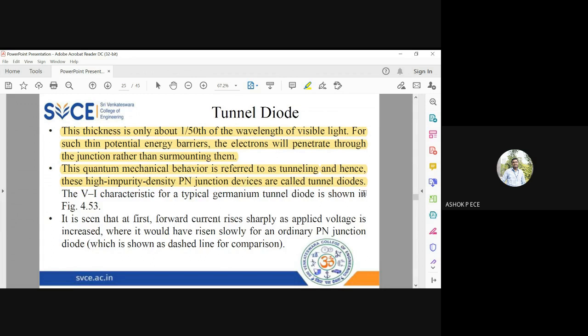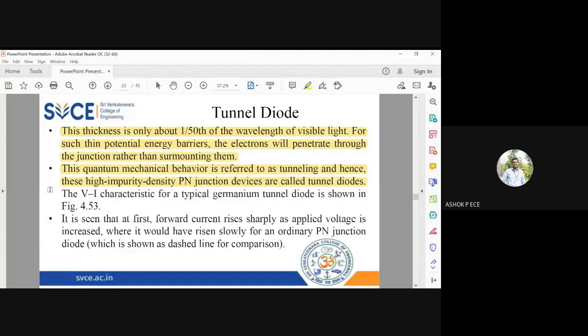Conventionally, inside a PN junction diode, you will have drifting. When will drifting happen? When the doping level is very minimal. When you increase the doping level to a very heavy doping level, then instead of drifting, we have what is called the tunneling effect. That is why these diodes are called tunnel diodes.